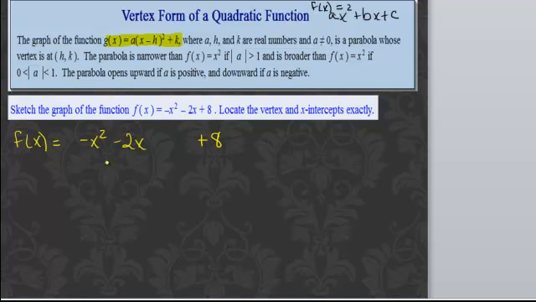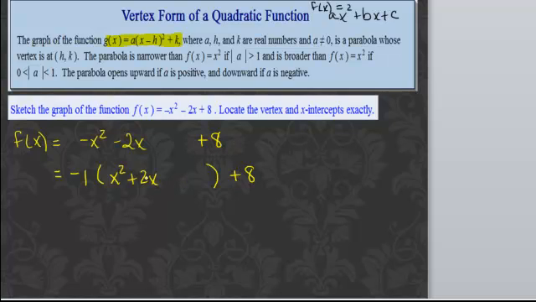Well, whenever you complete the square, you need to make sure that a, this value right here, is 1. Since it's not 1, we're going to have to factor that out. So we'll factor out a negative 1. That will leave us with x squared plus 2x. And we only want to factor that out of the very first two terms.